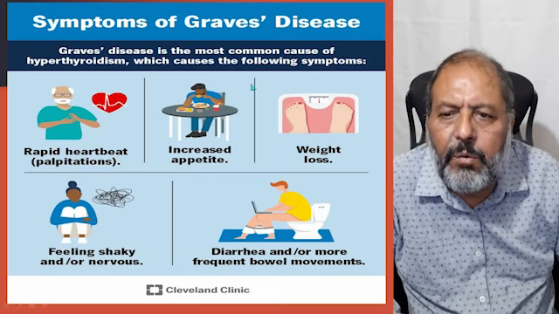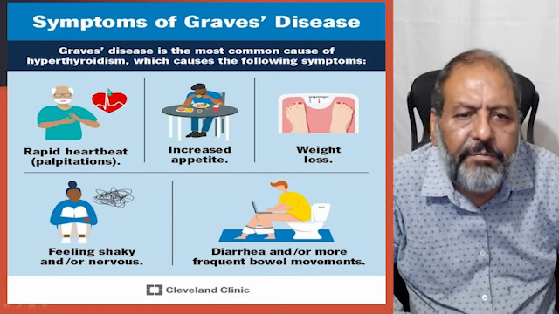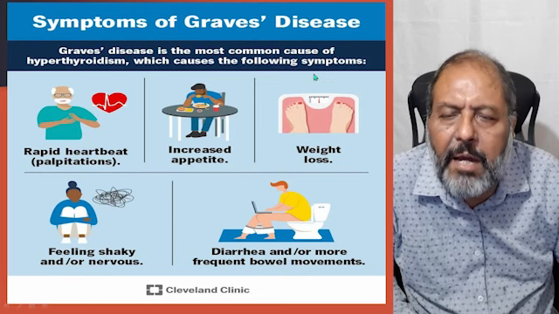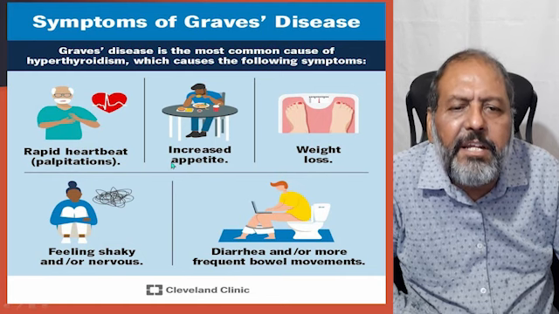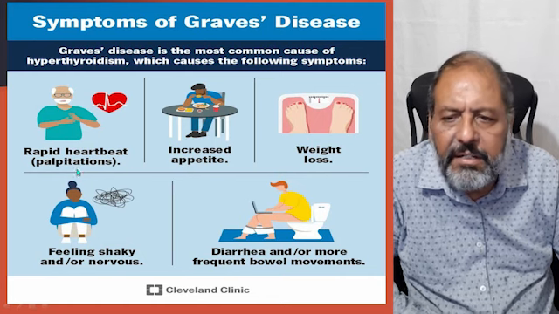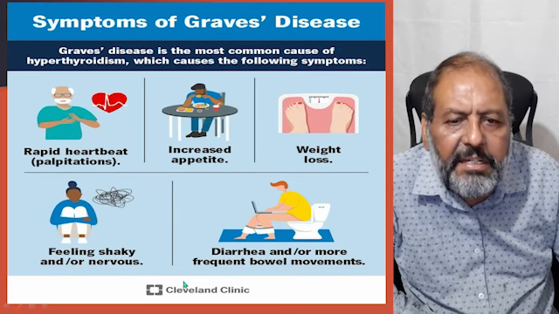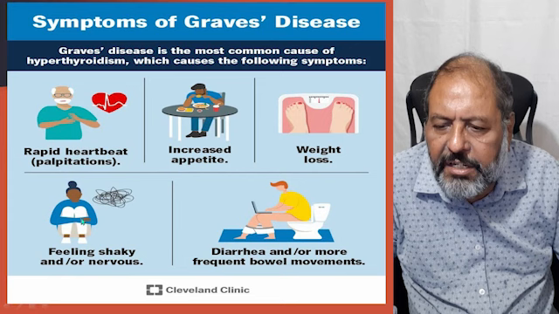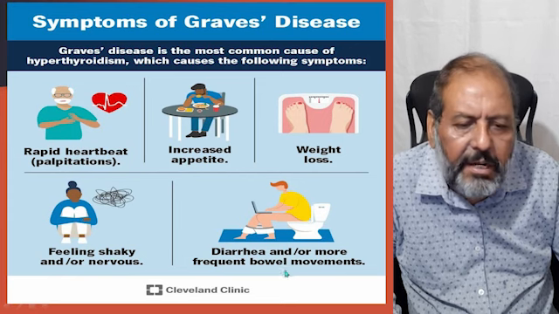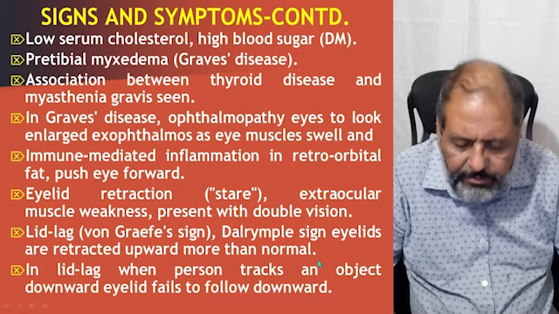So here one can see the symptoms of Graves' disease. Graves' disease is the most common cause of hyperthyroidism, which causes the following symptoms, and in 80% of cases the cause is Graves' disease. Rapid heartbeat, palpitation, increased appetite, weight loss, feeling shaky and nervousness, there are tremors, diarrhea or more frequent bowel movements.